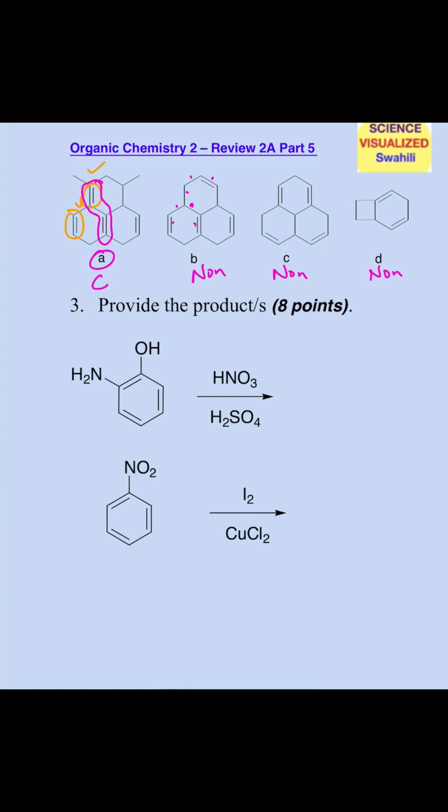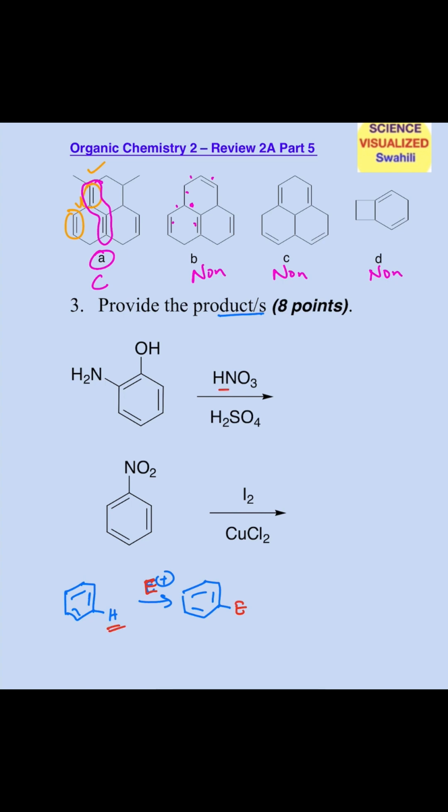Question number 3. It says provide a product or products for this reaction. And this is electrophilic aromatic substitution reaction. Remember, electrophilic aromatic substitution reaction, you have an aromatic compound with a hydrogen, and then when you react that with an electrophile, you end up substituting the hydrogen with electrophile, so you end up with an electrophile replacing the hydrogen.